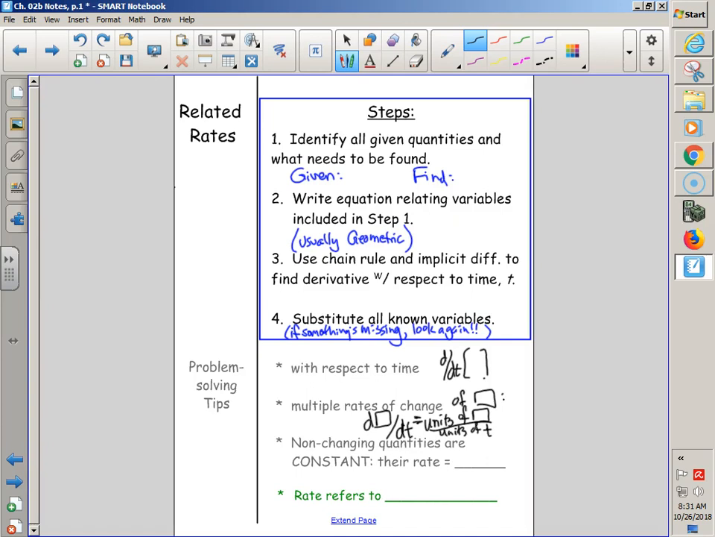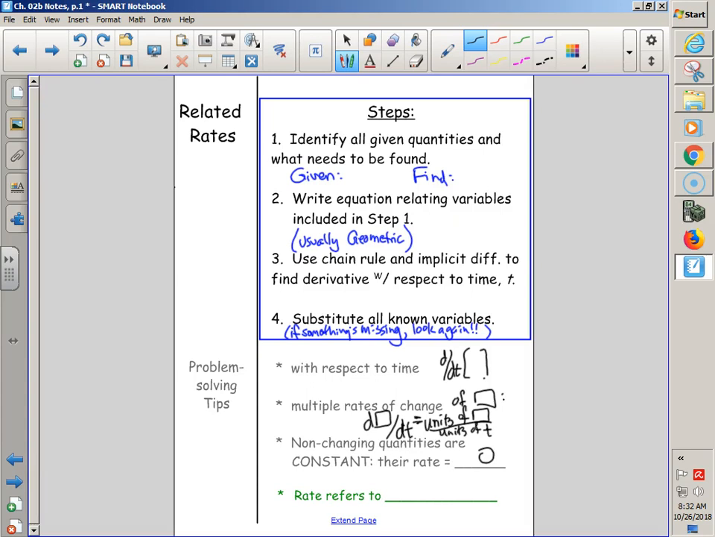Non-changing quantities are constant, and their rate will always be 0. Now here's the struggle. Was anything constant in our example of the water in the conical tank that was leaking? The actual container was constant. But were we dealing with the container at all? No. We were dealing with the water that was conforming to the conical shape inside the tank. And the water that was leaking, was anything staying constant? The volume? No. It's getting smaller. The radius? No. The height? No. Was anything's rate 0? No.